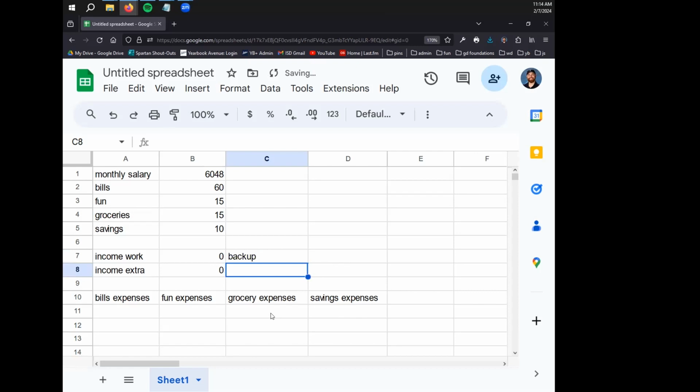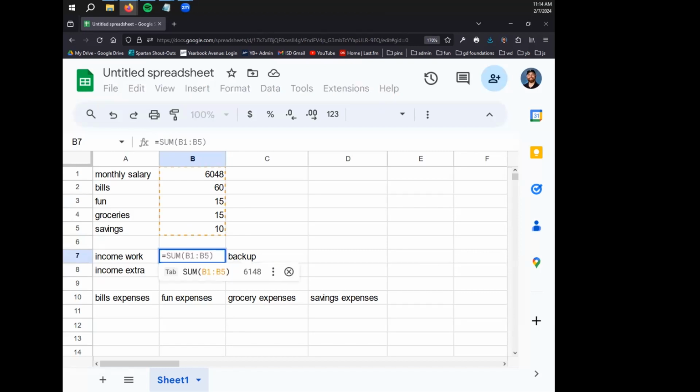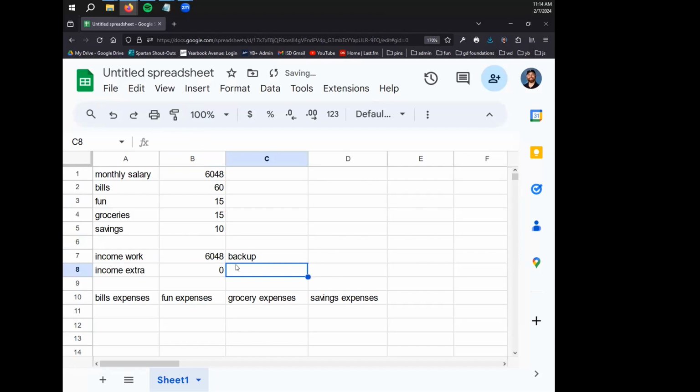Backup is just going to add the income and the extra work sections so that it is still the same numbers. So for example, you can either double click on a cell. Oh, there was a problem. You can either double click on a cell to change the equals number. I'm going to put my monthly salary in here. So I'm going to put, what was it? 6048. Okay. And that's just going to equal 6048.